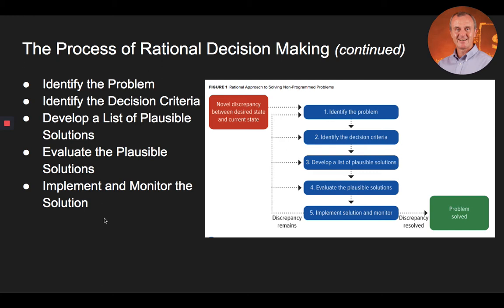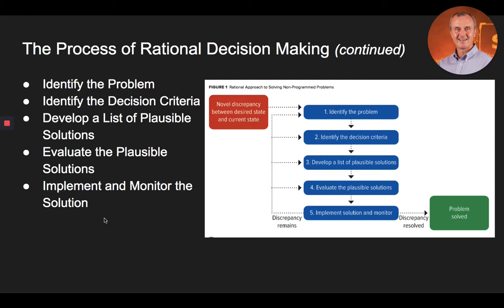Finally, the fifth step of the rational decision-making process is to implement and monitor the solution. The decision maker needs to put into place the solution and monitor the situation to make sure the problem is being solved and that there are no unintended consequences. We purposely referred to this step as the fifth step rather than the final step because if the solution is not working out as intended, or if there remains a discrepancy between the desired state and the current state, the decision maker needs to return to an earlier step in the process.